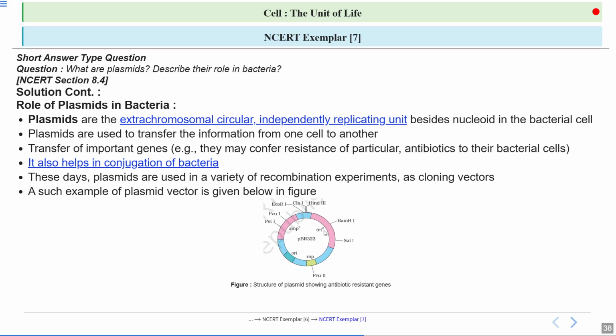You can see that tet R. Tet means tetracycline. Again, tetracycline is a type of antibiotic, and if the plasmid has this tet R gene, then tetracycline will not affect it. This antibiotic will not affect the bacteria which have this type of plasmid, right?